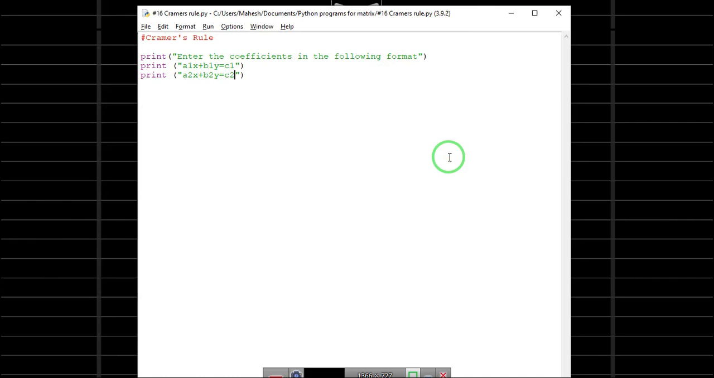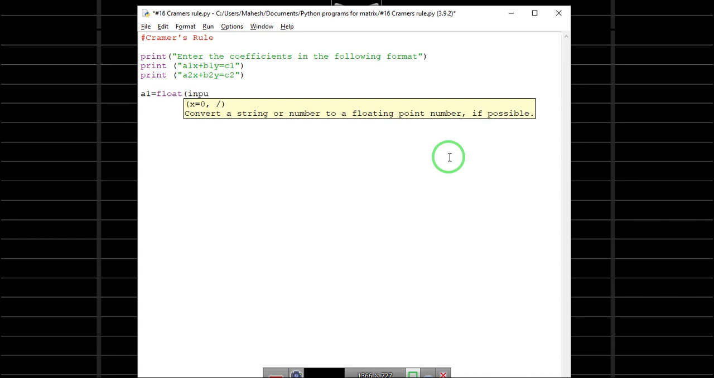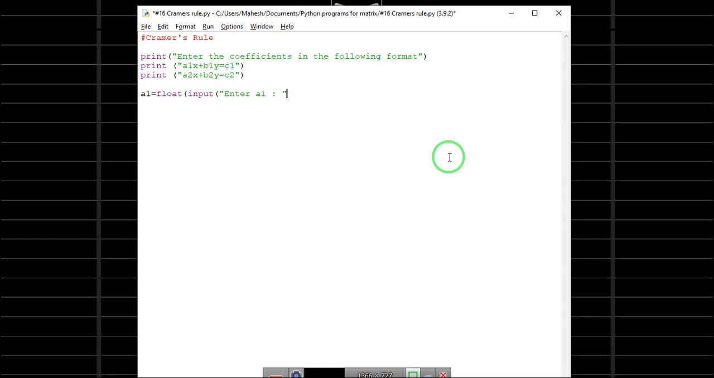So now let us take the inputs from the user. As I said, we will take the inputs from the user as floats. Let us take a1 equals float of input, which is input from the user, and we will tell the user to enter a1. Whatever value the user puts for this, enter a1 value, will be stored in a1.